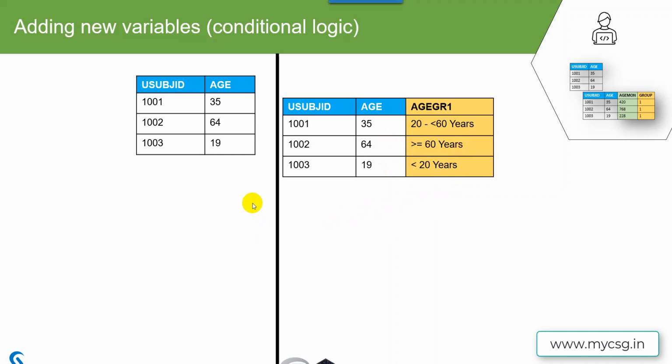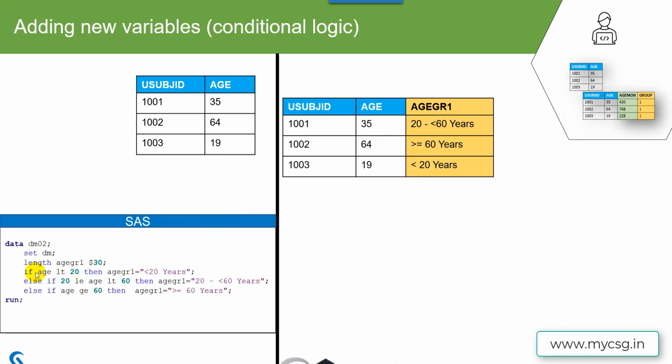So how do we do it in SAS first? We can make use of if then else logic to create these variables. I am checking if age is less than 20, then age group 1 is equal to less than 20 years. Else if 20 is less than or equal to age less than 60, so 20 all the way till 60, excluding 60, so I am using less than 60, then I am assigning the label of 20 to less than 60 years. And then else if age is greater than or equal to 60, I am assigning the text of greater than or equal to 60.